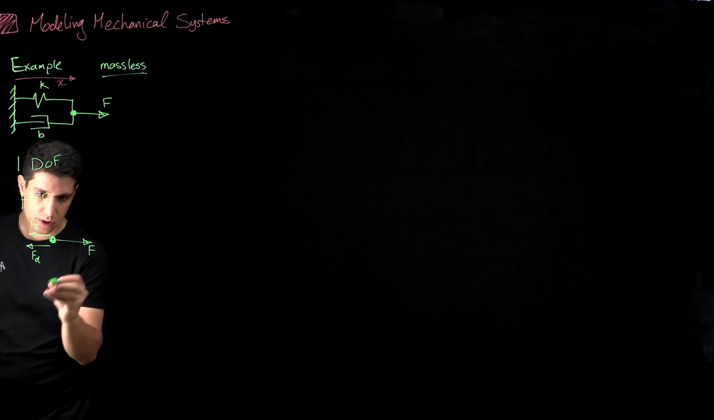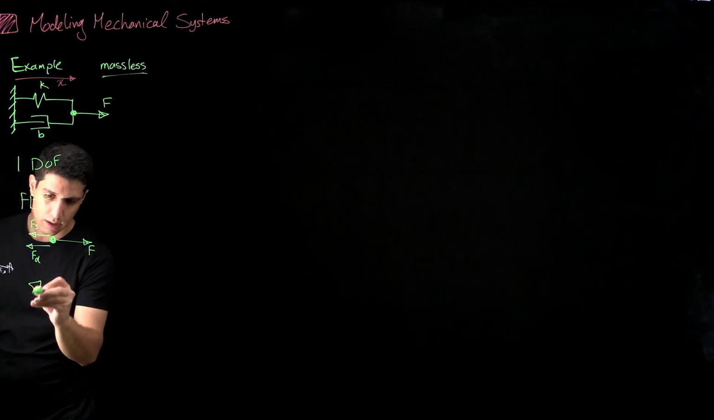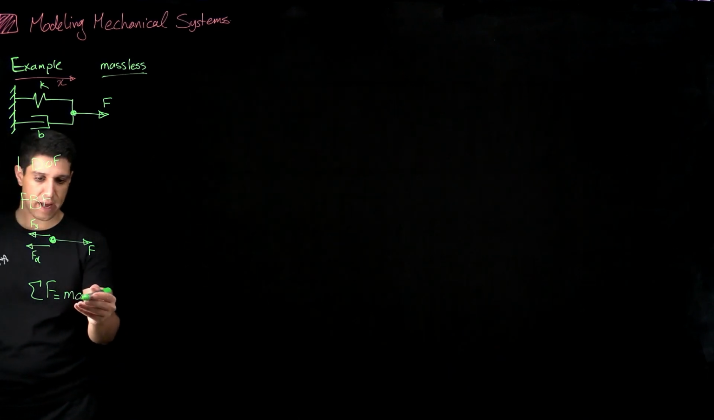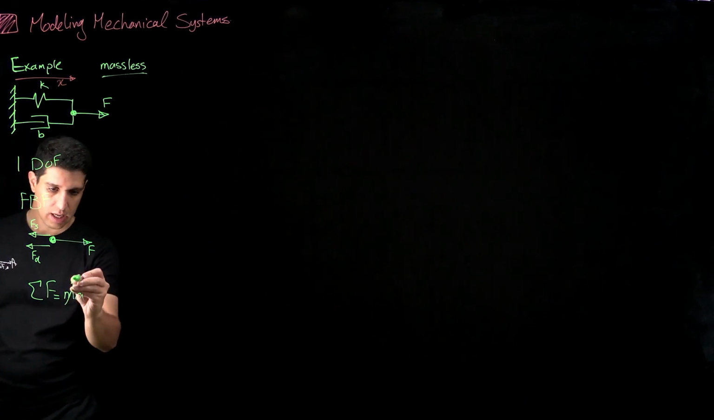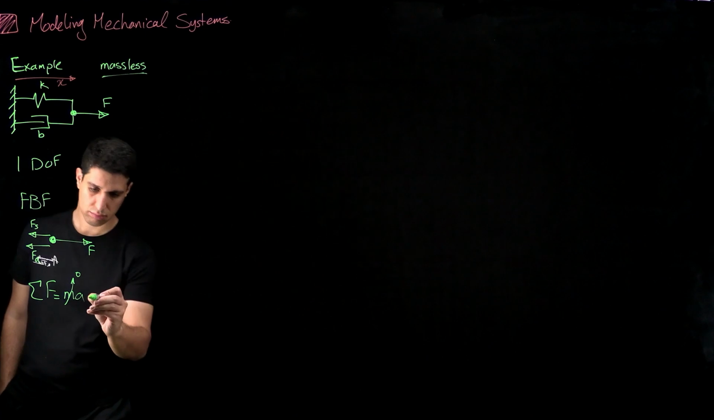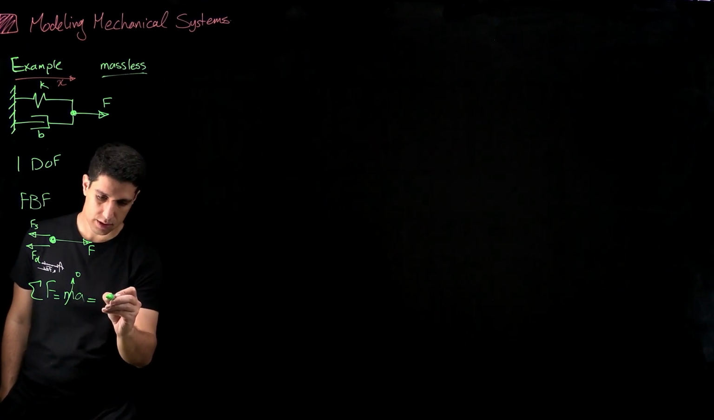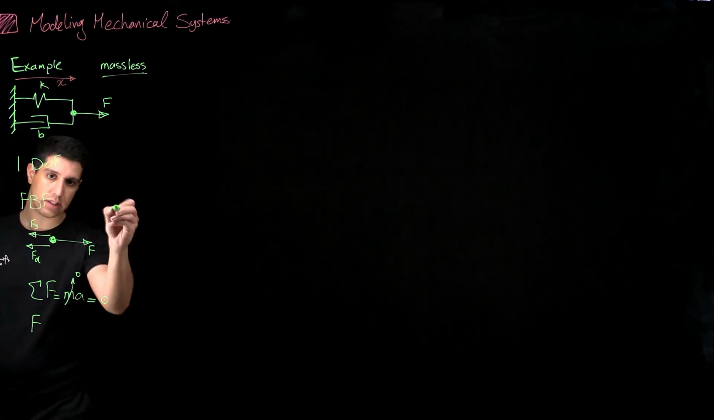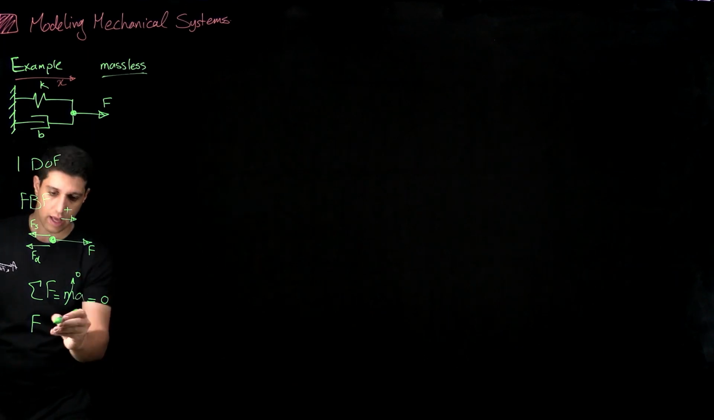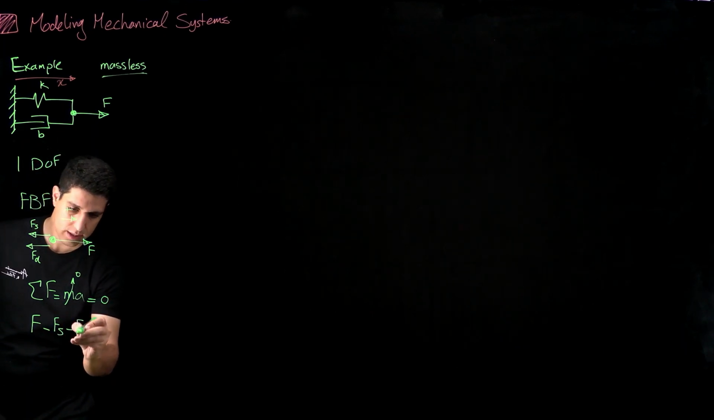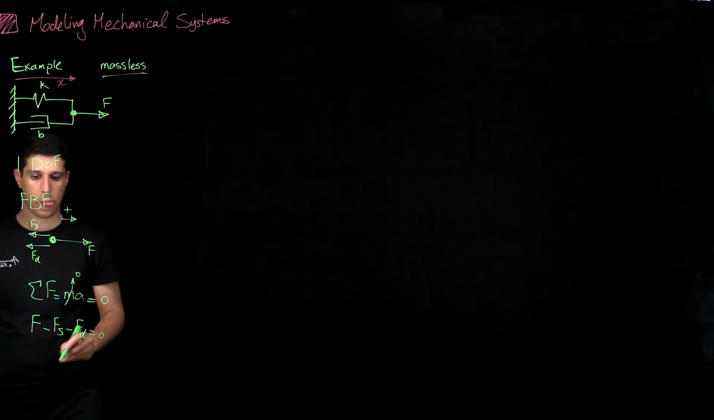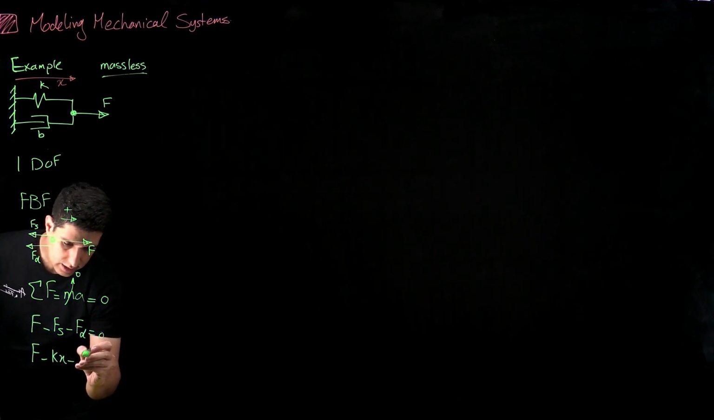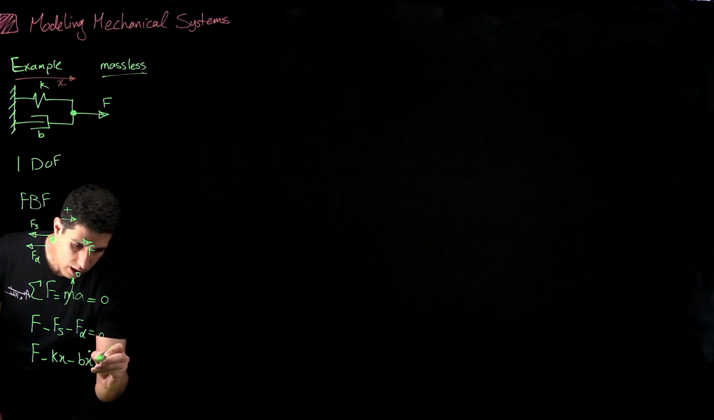And the equation of motion for this is going to be sum of F equals ma. That is what we had. Doesn't matter what direction we are looking at. Because mass is 0, we should have an equilibrium of forces. So sum of F equals 0. Now I have F in the positive direction. F minus Fs minus Fd equals 0. So F minus Kx minus B x dot equals 0.